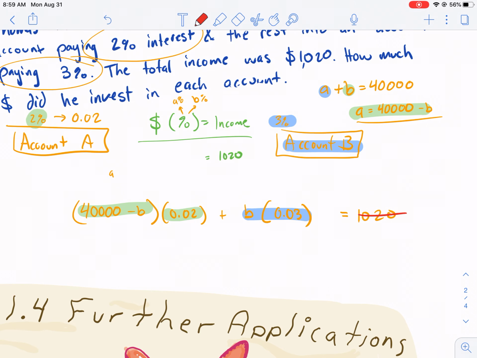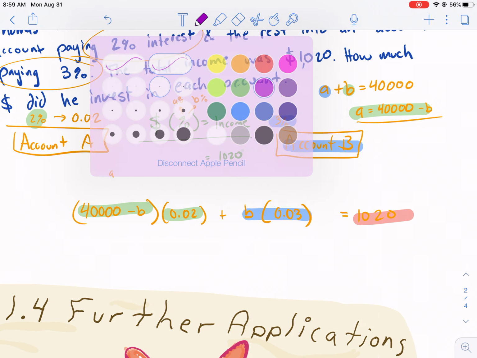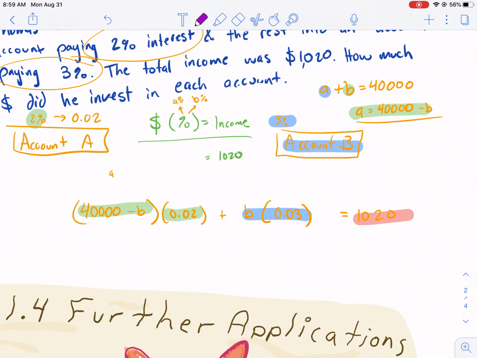So now we just need to, whoops, that's supposed to be a highlighter. Now we just need to combine like terms, distribute, do all that stuff, solve, and we're good. This is why multi-step equations are super important. So we're going to distribute here to both these terms. So we're going to first have to do 40,000 times 0.02. I'm doing this on my calculator. And I get 800. So I have 800 minus 0.02b plus 0.03b equals 1,020.